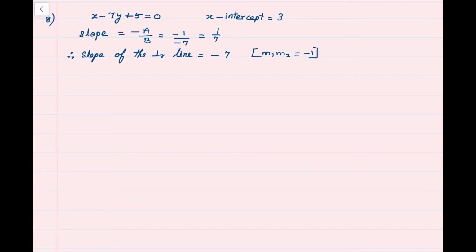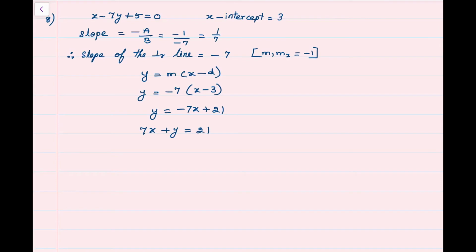Now, we know the slope, we know the x-intercept, we will use the slope x-intercept form. y is equal to m times (x minus d). y is equal to m is minus 7, (x minus d), d is 3. y is equal to minus 7x plus 21. Therefore, the equation is 7x plus y is equal to 21.